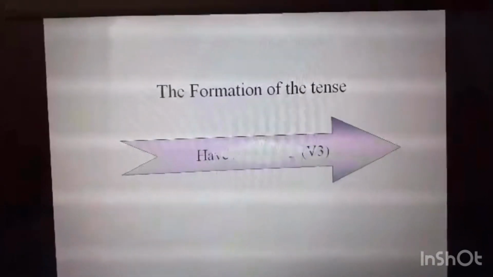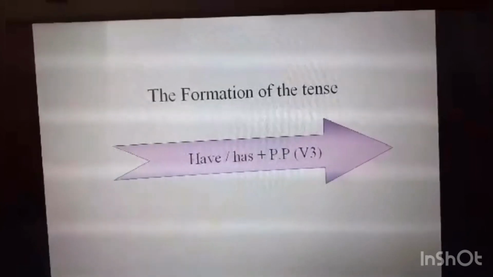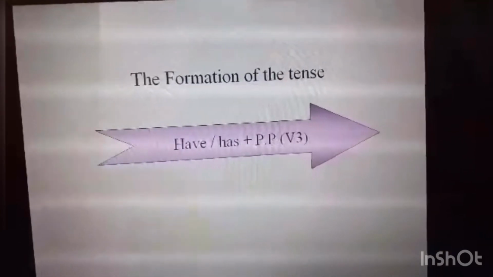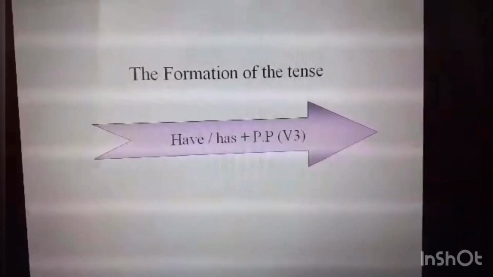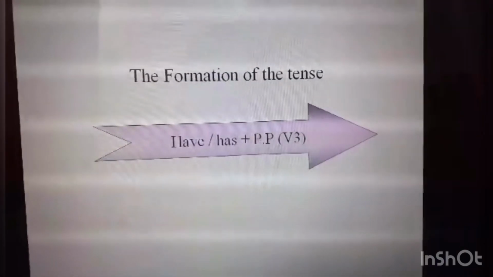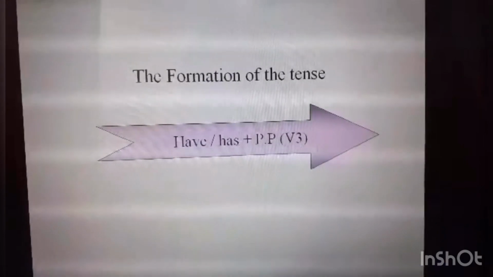And now it's good to know the formation of the tense, how to correct the verb in the present perfect tense. You have to correct the verb by using have or has plus past participle, and this is the third form of the verb in English.